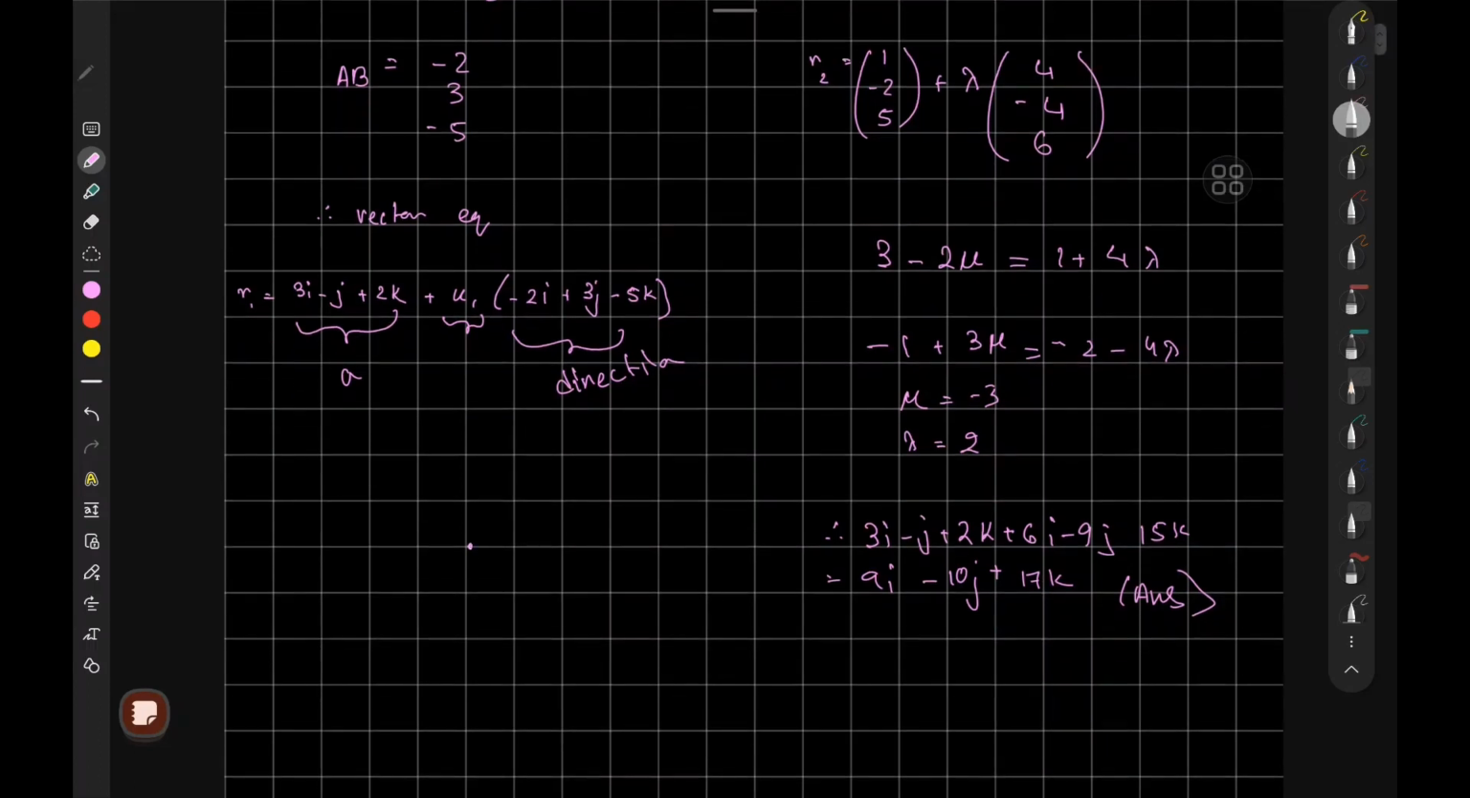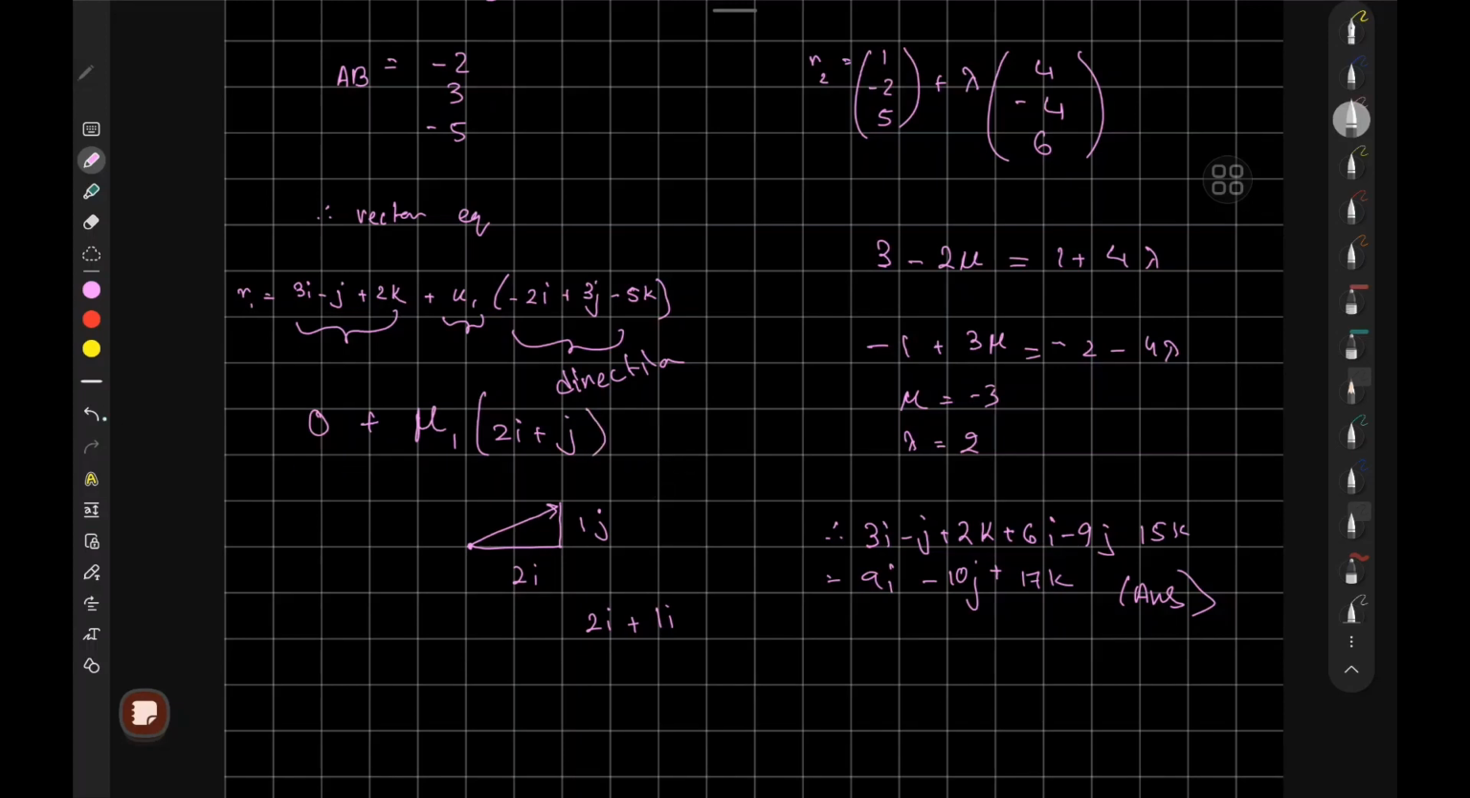If you have a point over here and the vector is telling you that it's going 2 units in the I direction, or X direction, and 1 unit in the Y direction, this is the vector direction, 2i plus 1j. Let's say A in this case is the origin, so it's starting from the origin. So 0 plus mu times the vector 2i plus j. This is the vector equation.